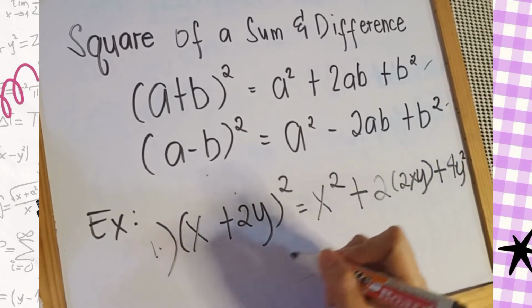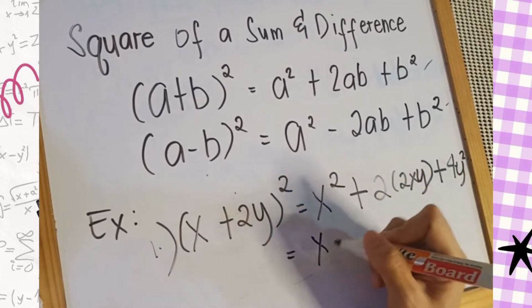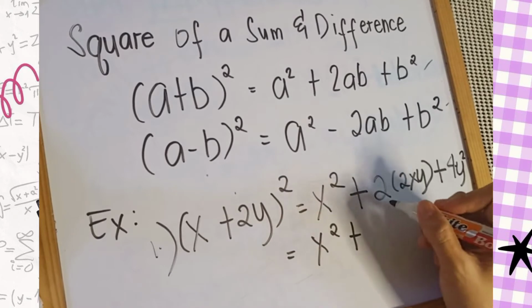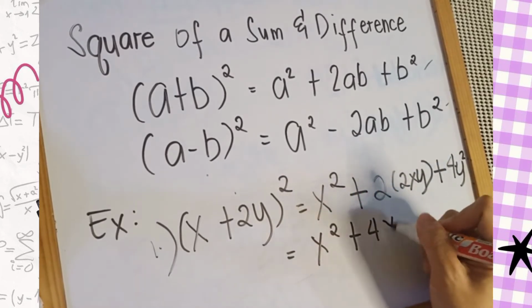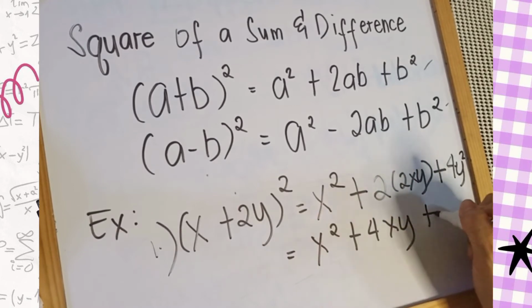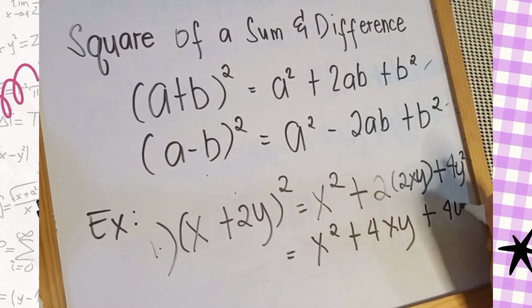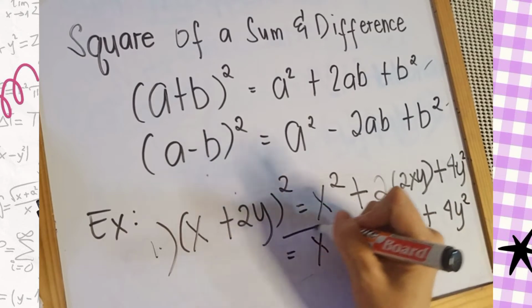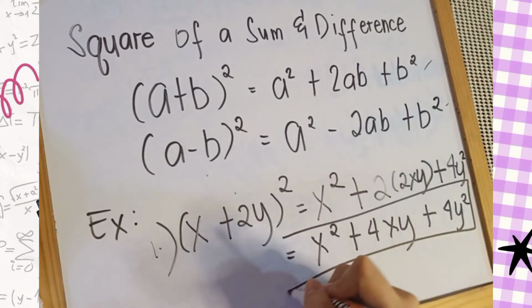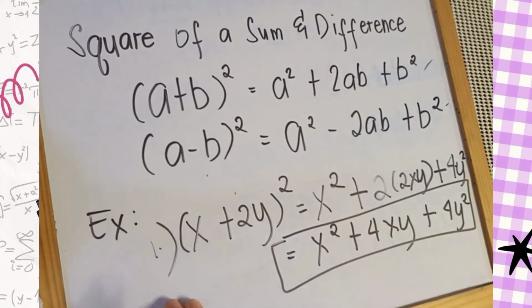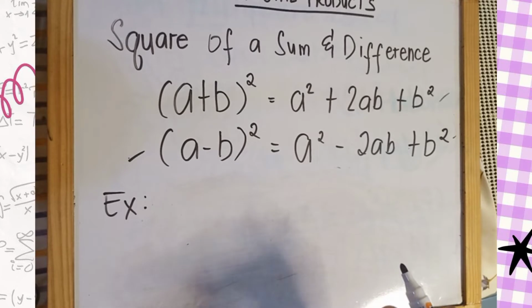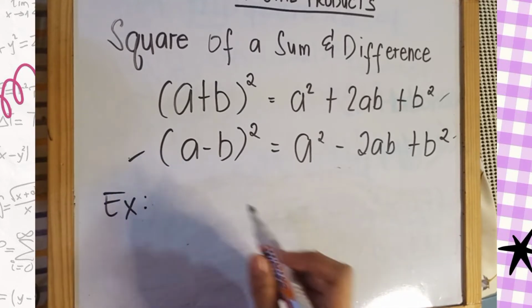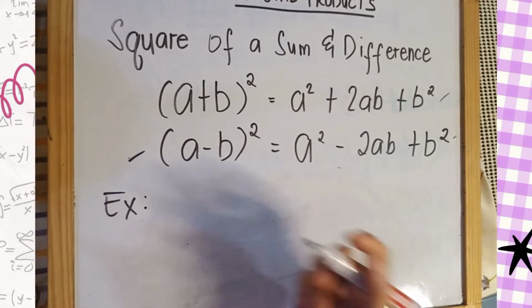So let's just simplify. That will be x squared plus 2 times 2xy, that is 4xy plus 4y squared. So this is now our answer for the example number 1. Okay, so let's have another example. This time, let's try to apply our second formula, the one with the negative sign.